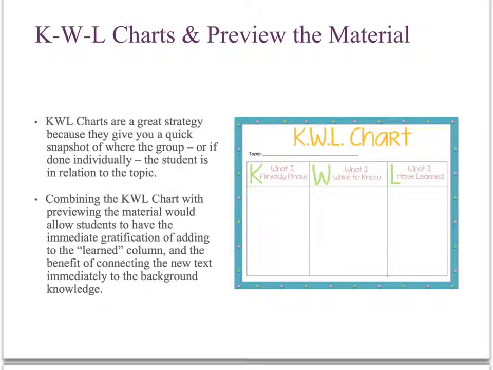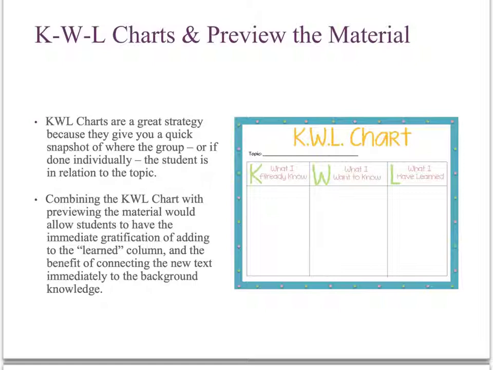KWL charts and preview the material. KWL charts are a great strategy because they give you a quick snapshot of where the group, or if done individually, the student is in relation to the topic. KWL charts are a 3-column graphic organizer that you can fill out as a whole group or have students fill out individually. One great idea is to have students make one in their notebook or journal on their own first, and then create one as a class. That way students can have think time, but also use their peers as a resource.